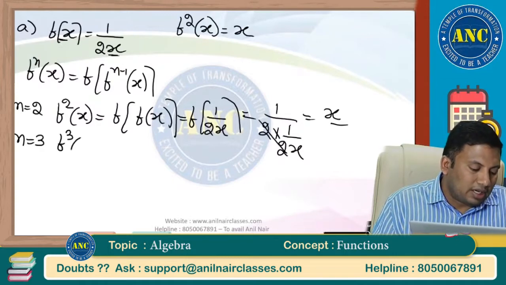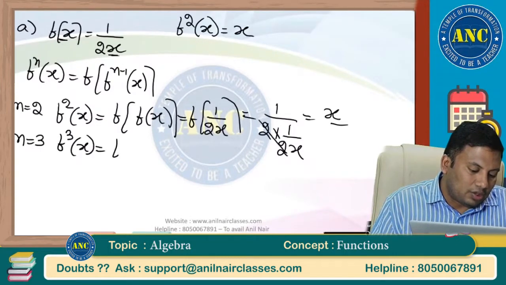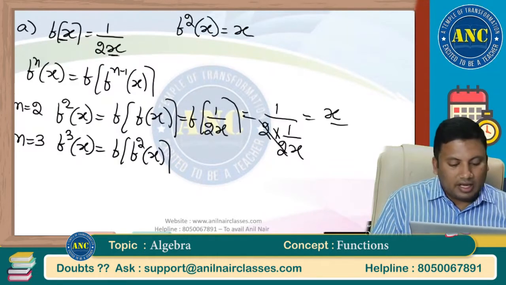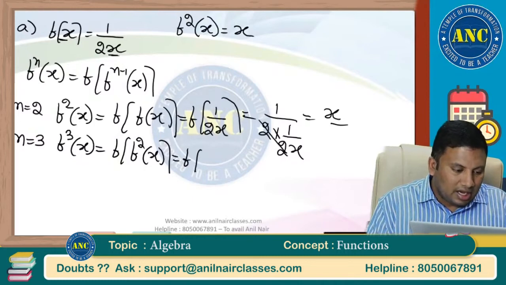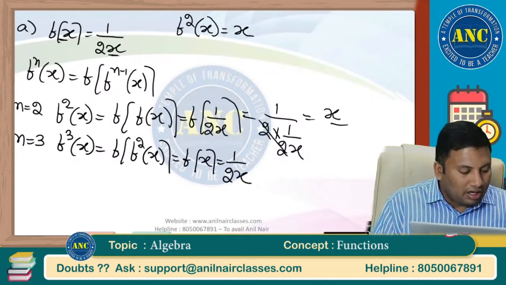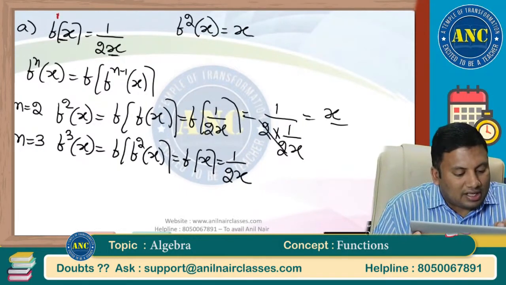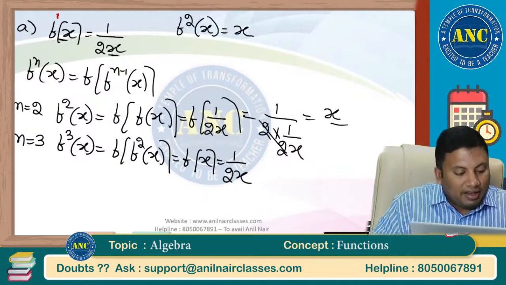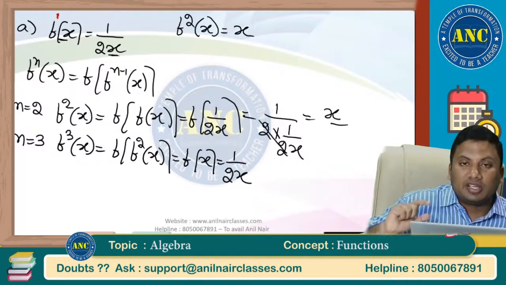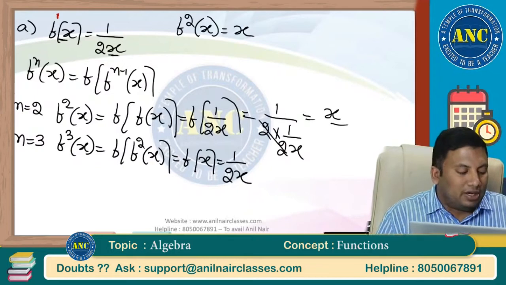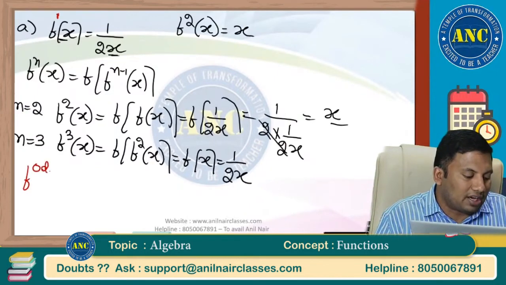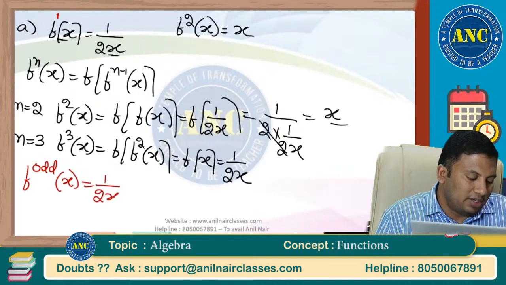This is nothing but f3 of x equivalent to f of f square of x. F square of x is nothing but x. F of x is nothing but 1 by 2x. Now if you observe, just through observation, f1 of x is 1 by 2x, f3 of x is 1 by 2x, f5 of x will be 1 by 2x. F odd of x is nothing but 1 by 2x.